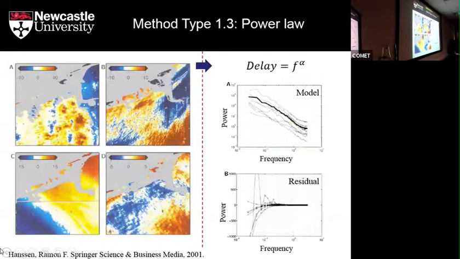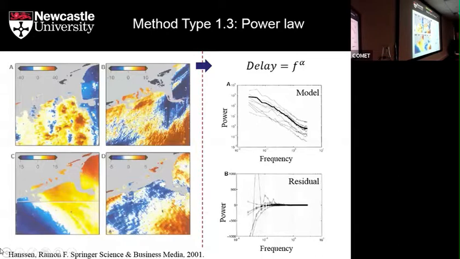So you can transform the phase measurement from the spatial domain to the frequency domain. And in the frequency domain, the tropospheric delay will follow this simple power law equation. So you can estimate the delays from the phase measurement in the frequency domain. This is the residual. So it performs very well at short wavelength signals, but not very well at long wavelength signals.